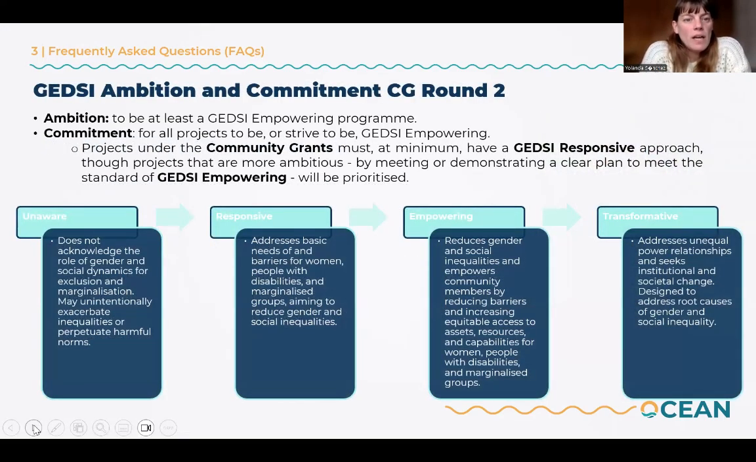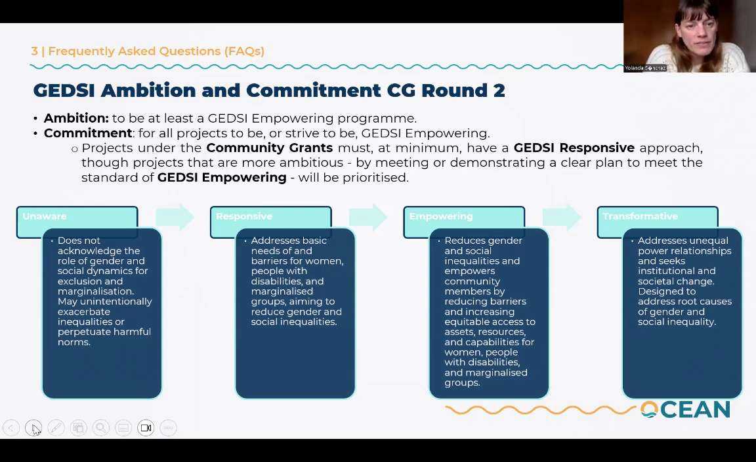We have put a lot of emphasis in the last webinars on the JETSI ambition and commitment for this community grant round 2. The ambition is to be at least a JETSI empowering program, and the commitment is for all the projects to be, or strive to be, JETSI empowering. So projects under the community grant must at minimum have a JETSI responsive approach. Projects that are more ambitious, by meeting or demonstrating a clear plan to meet the standard of JETSI empowering, will be prioritized.